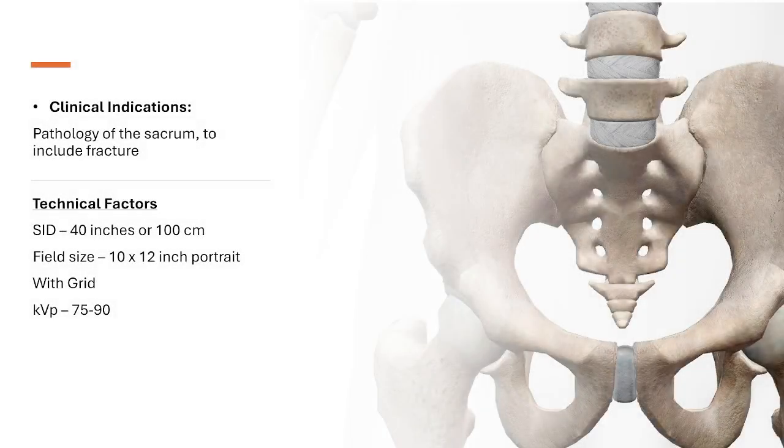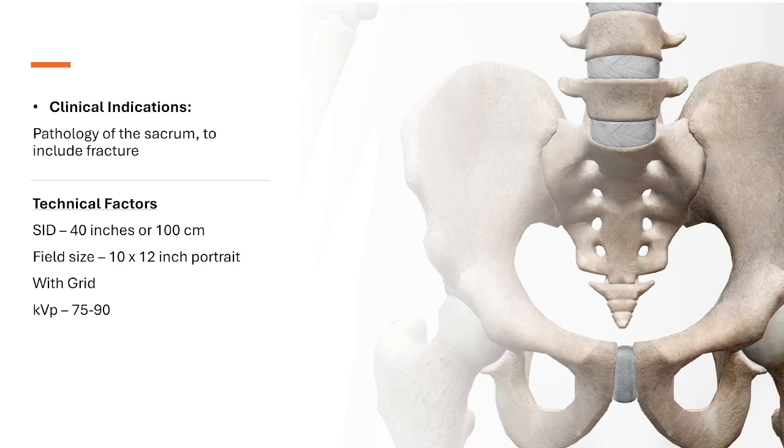Hello, my name is Nathan and I will be presenting how to properly image the sacrum with the AP axial projection. First of all, the clinical indications for doing so would include pathologies of the sacrum and fractures. The technical factors for the AP sacrum are a SID of 40 inches with a field size of 10 by 12 portrait. A grid must be used and the kVp set within 75 to 90 dependent on patient size.